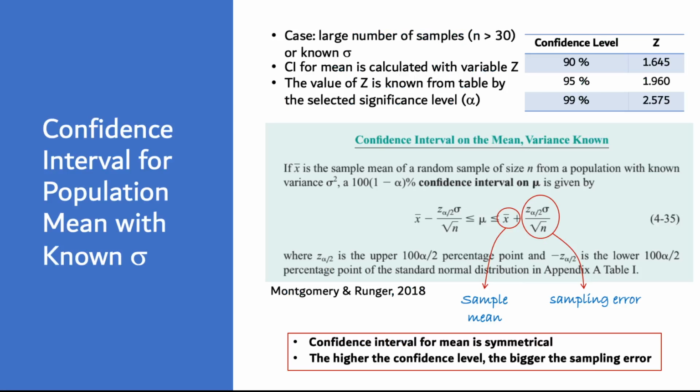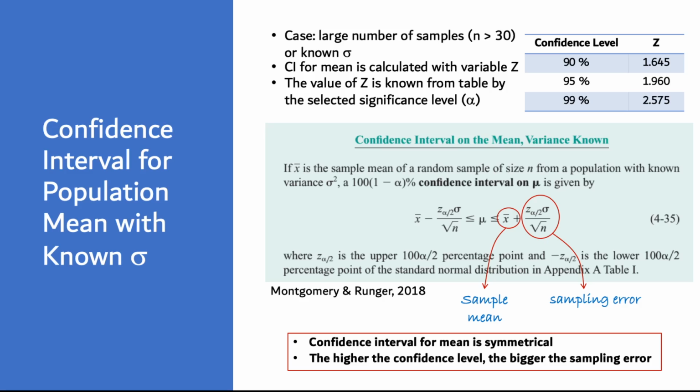There are several cases of calculating the mean confidence interval. Here's how to calculate the population mean confidence interval if the population standard deviation is assumed to be known, or if the sample is large, for example, the sample size is more than 30. The calculation uses the random variable z, which is determined by the chosen significance level. This is the formula for that confidence interval.